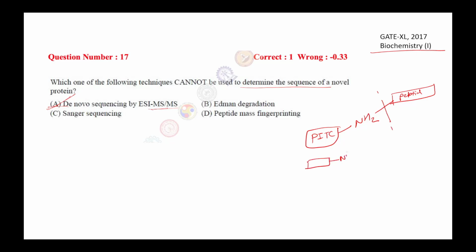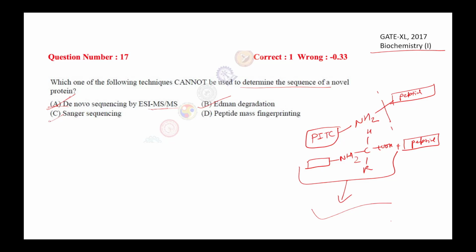Now this particular one with the entire amino acid comes off. And this particular one is now separated and identified, like which amino acid it is. So that is done by further sequencing also. So this also tells you the sequence of the protein.